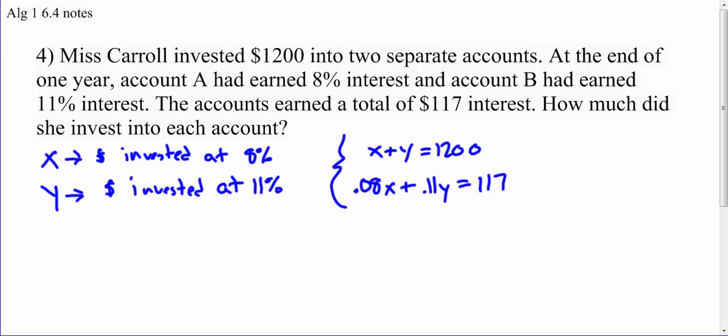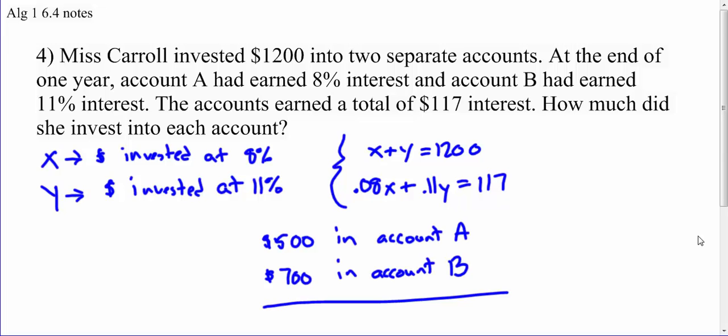Why don't you do this? Pause the video and pick a method to solve that system to find your answer. Hit pause. Do it now. All right, welcome back. You can see my result there.